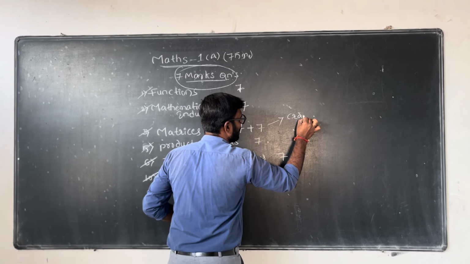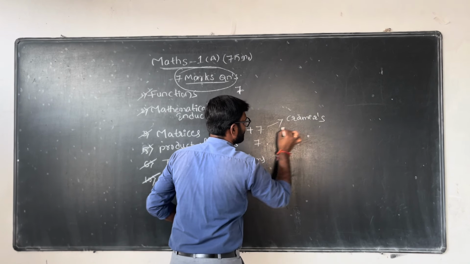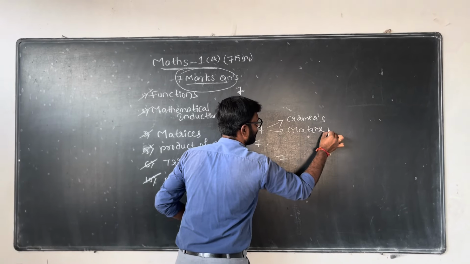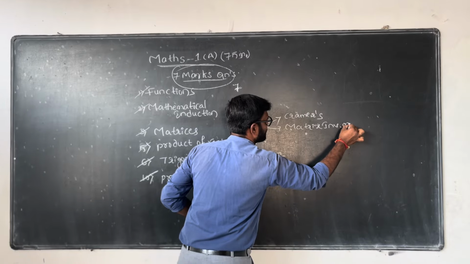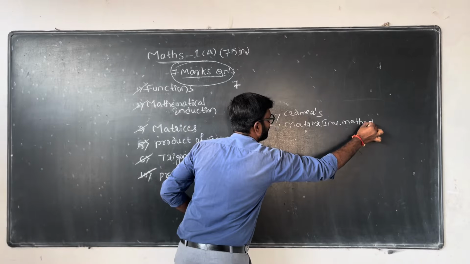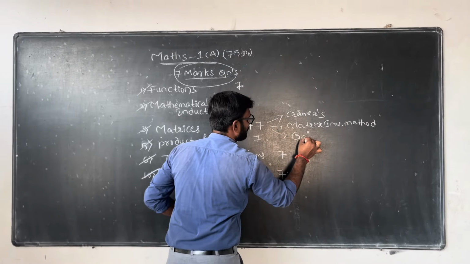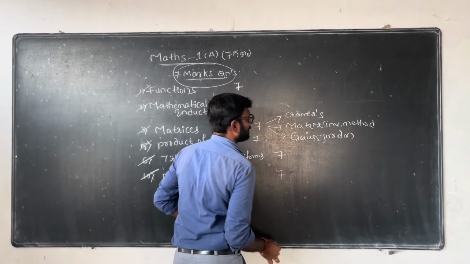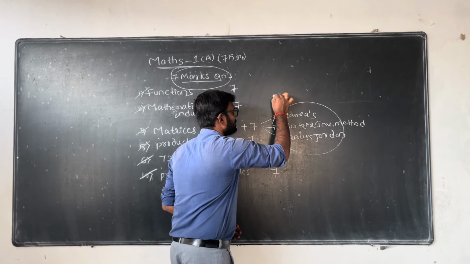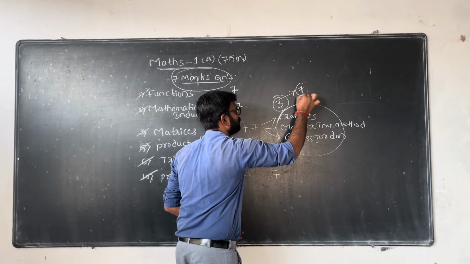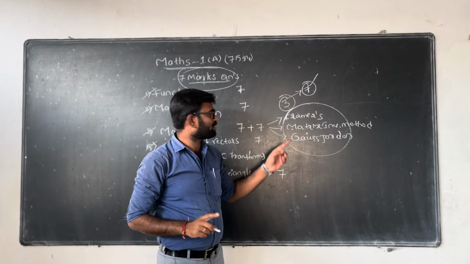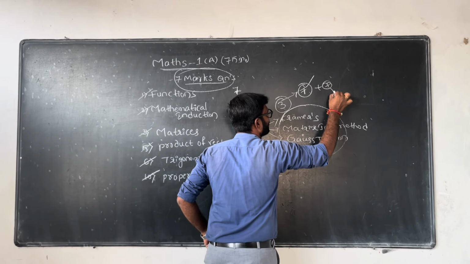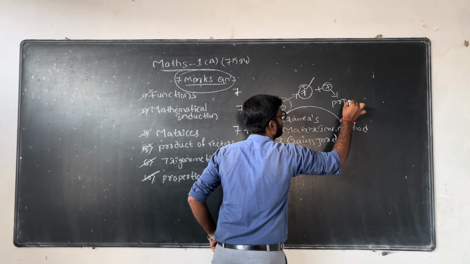One is Cramer's rule, second one is the matrix inversion method, and next, third one is Gauss-Jordan. From these 3 methods you will get 1 seven mark question, a compulsory 1 seven mark question. Next, another 7 mark question is on properties of determinants.